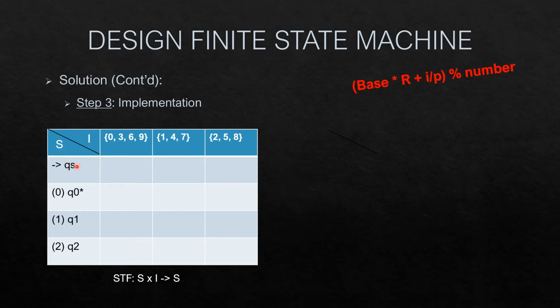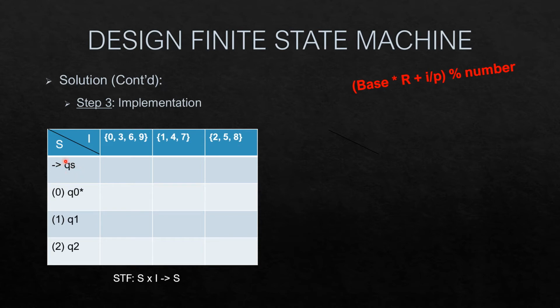So S is nothing but the states, which are QS to Q2, and I is nothing but the set of numbers which, when divided by 3, will give us remainders 0, 1 and 2 respectively. That is, the first set consisting of 0, 3, 6, 9 when divided by 3 will always give us remainder 0. 1, 4, 7 will always give us remainder 1 when divided by 3, and the last set consisting of 2, 5, 8 when divided by 3 will give us remainder 2.